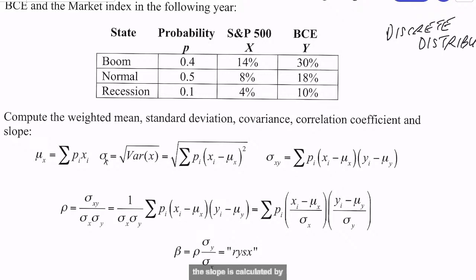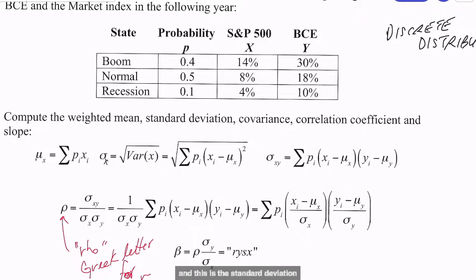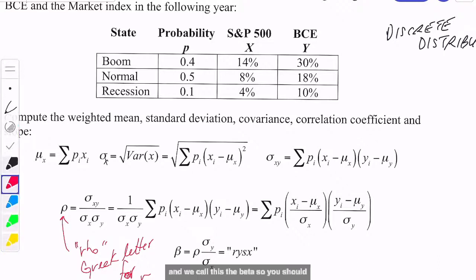The slope is calculated by rho, which is the correlation. That's the Greek letter for R, if you didn't know it, and it's pronounced rho. Greek letter for R, R for correlation. And this is the standard deviation of Y. This is the standard deviation of X, so it's still rho times SY over SX. And we call this the beta.